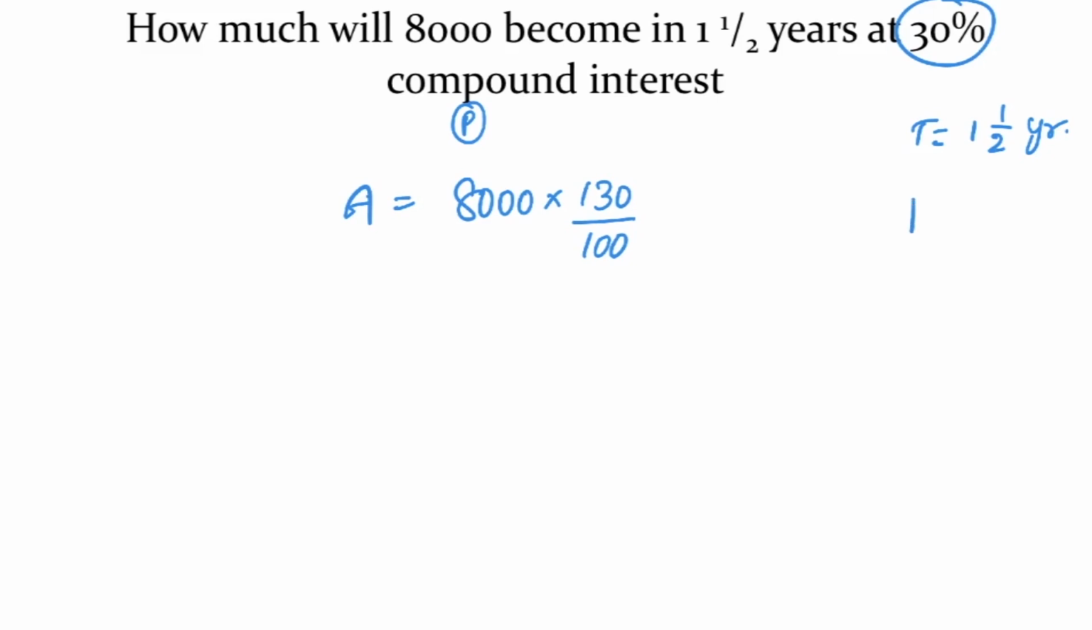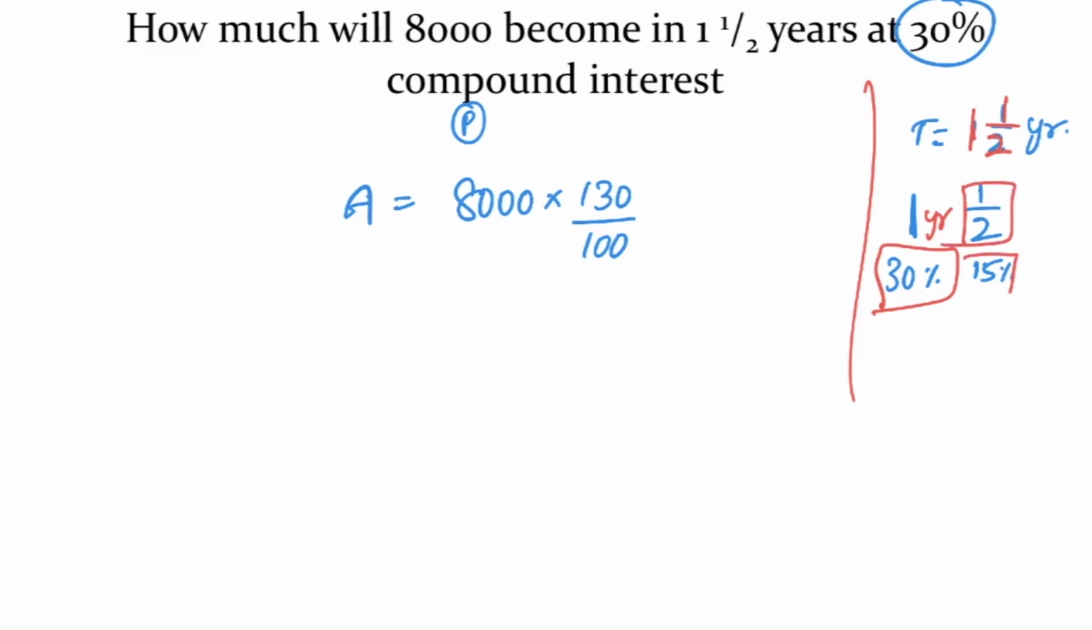So for one complete year, you are getting 30% interest. For the remaining half year, you get half the percent. See, the time period is not an integer. Time period is 1.5 years. For first complete year, you are getting 30 complete percent. And for the next half year, you are getting half the percent. You will get only 15%. So multiply with 115 by 100.